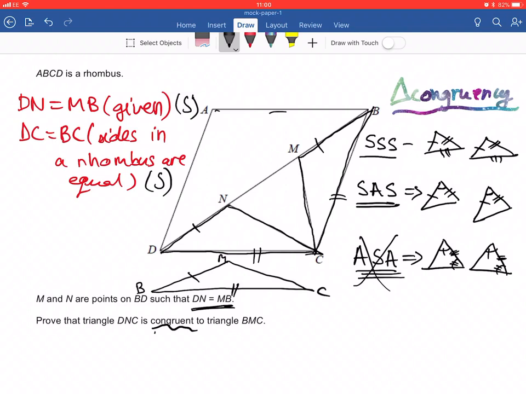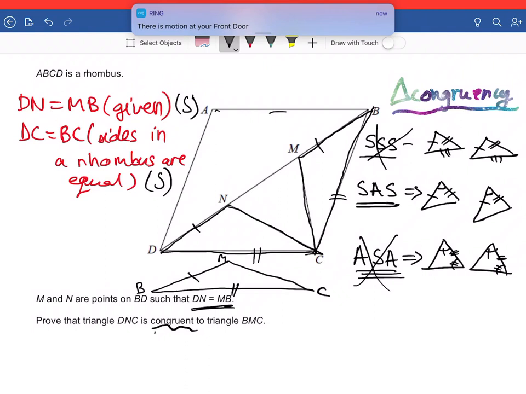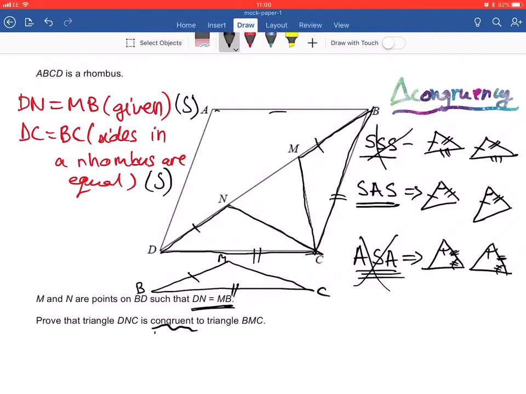Now, as tempting as it is to think, oh well, this NC and this MC here, they look reasonably equal, right? So I'm just going to use them and say that they're equal. You can't, because there's no guarantee that they are equal. So I'm not going to be able to use side, side, side. So I'm going to try to use side, angle, side. So let's see how this side, angle, side works. Okay, I've got these two sides here. So I need the angle between them, right? Because we said it only works with the angle between the two sides.